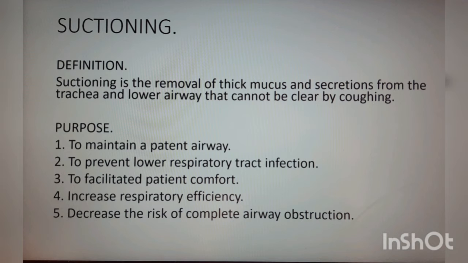Now we'll see the purpose. First, to maintain a patent airway by removing secretion. Second, to prevent lower respiratory tract infection from retained secretion. Third, to facilitate patient comfort by removal of accumulated secretion. Fourth, to increase respiratory efficiency. Fifth, to decrease the risk of complete airway obstruction with secretion and decrease the risk of infection.